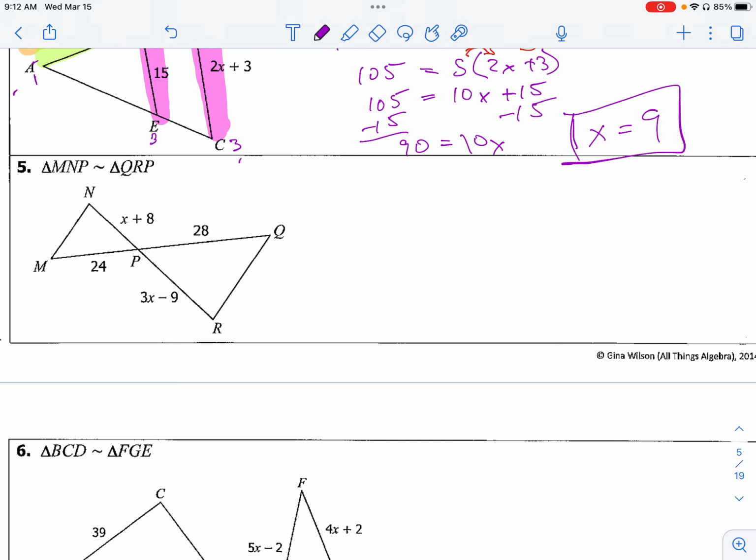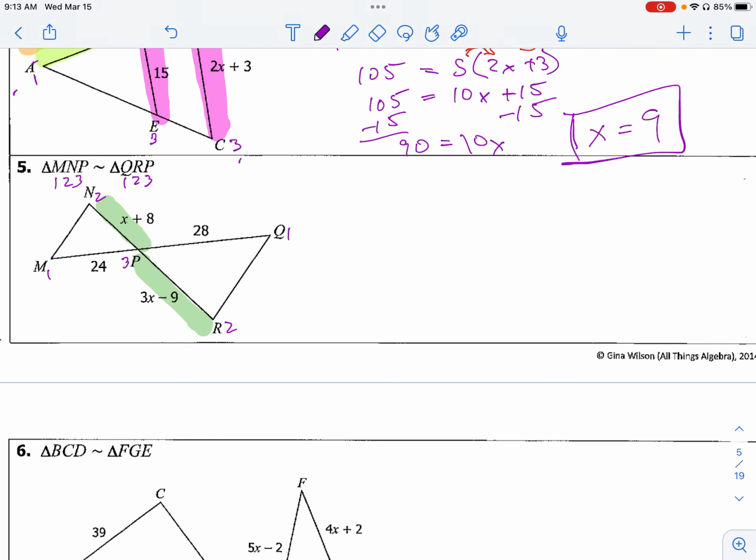Number 5. 1, 2, 3. 1, 2, 3. M is 1, N is 2, P is 3, Q is 1, R is 2, and P is still 3. All right, so what do we got here? 2 and 3, we've got an X. 2 and 3, we've got an X. Uh-oh, we're in trouble. Let's just put it together the way we always put it together and see what happens.